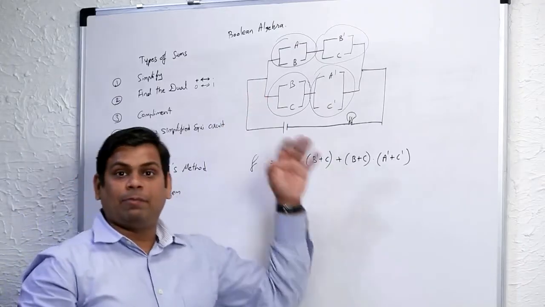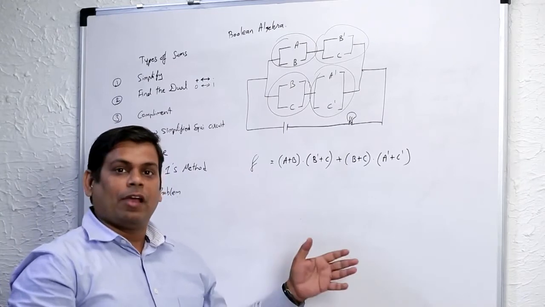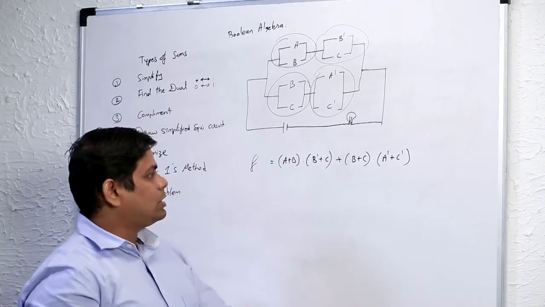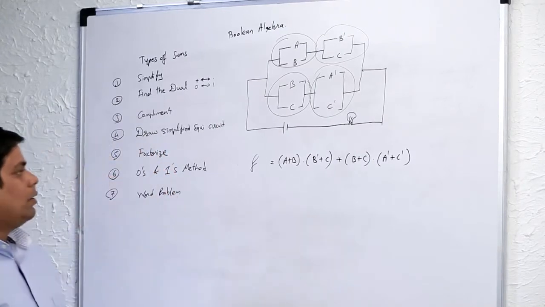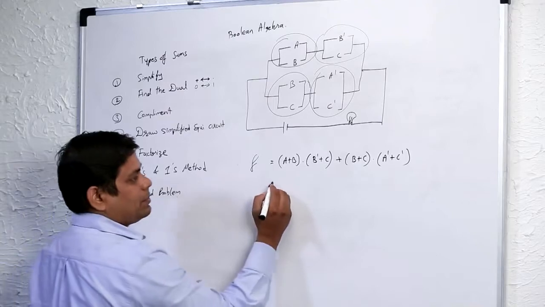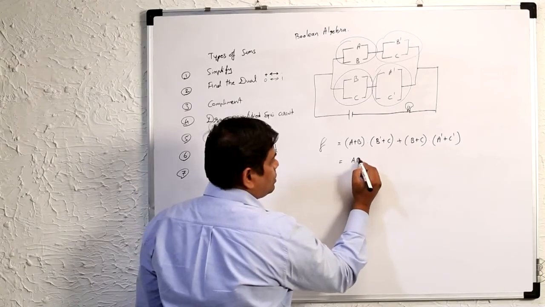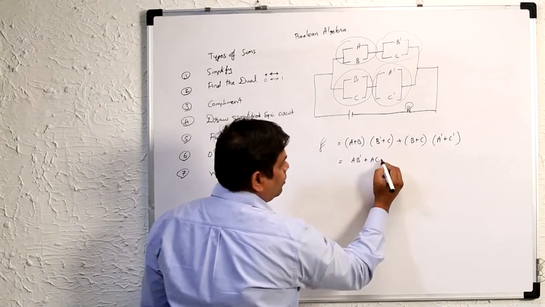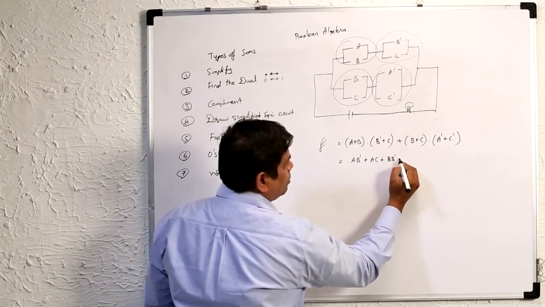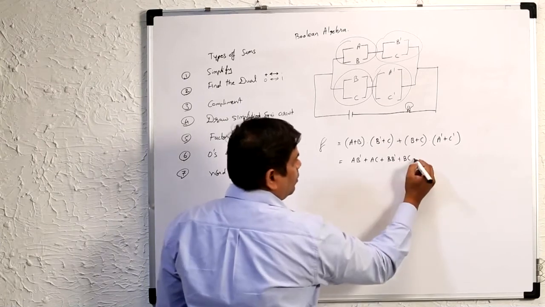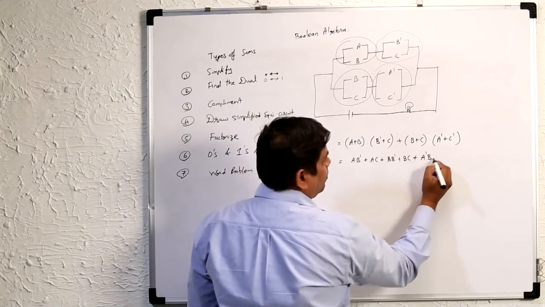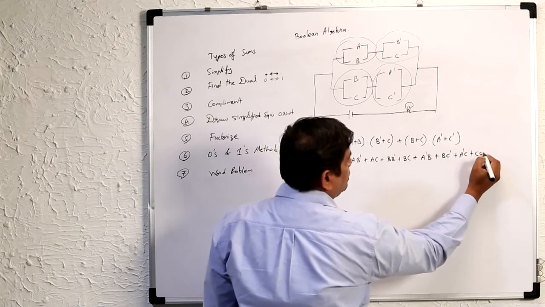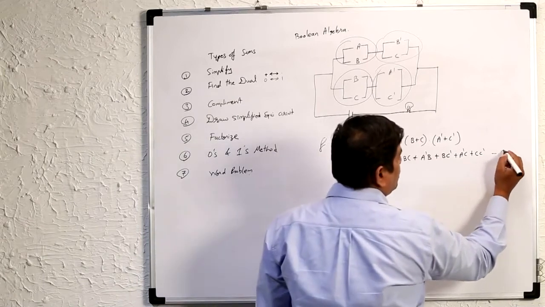Now with the help of Boolean algebra, we are going to simplify this, get the final answer, and draw the simplified circuit of that. Let us simplify this. So we have here AB dash plus, I hope you remember the rule we are going to follow, B dash plus BC plus A dash B plus BC dash plus A dash C plus CC dash, which we have used is called distributive.